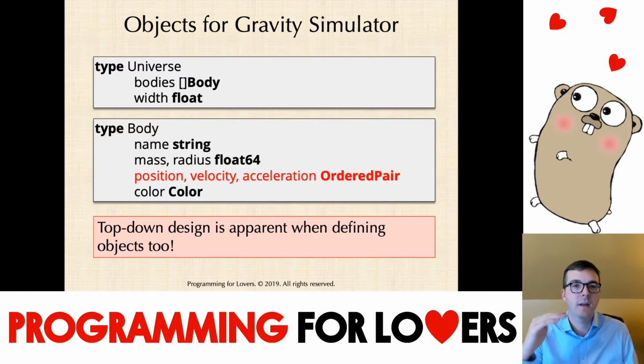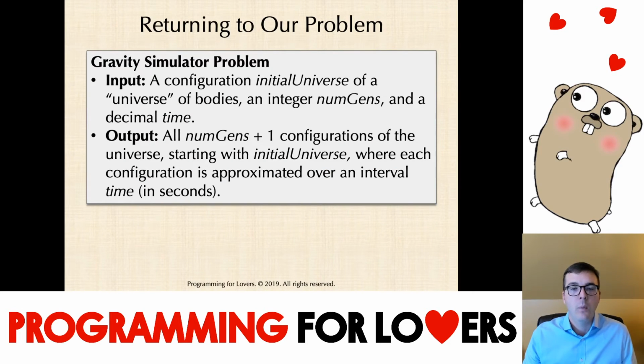We're also seeing this kind of top-down design apparent when we plan objects and think about objects as containing other objects as fields. For now, I'll return to our original problem, where we had an initial configuration of the universe, a number of generations, and then this decimal value time corresponding to the length of the interval between time steps. And I want to produce all of the configurations, numgens plus one of them, of the universe, starting with the initial universe, and where every time I'm making an update over an interval given by time.